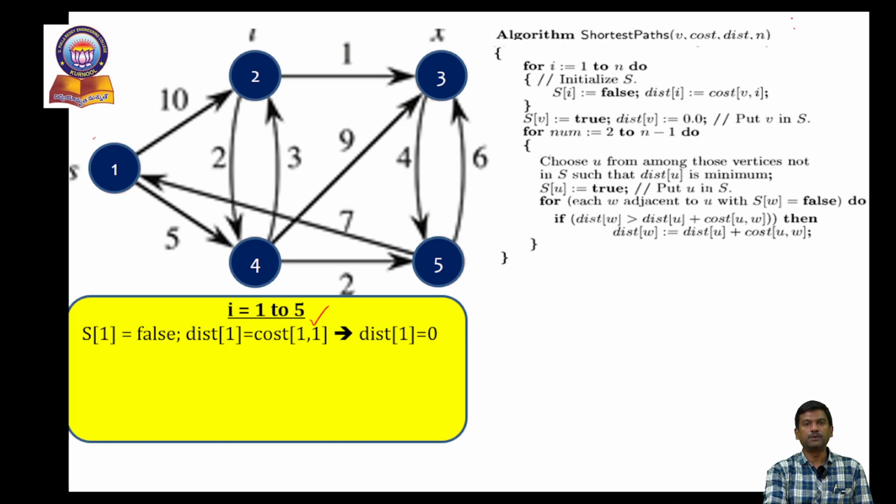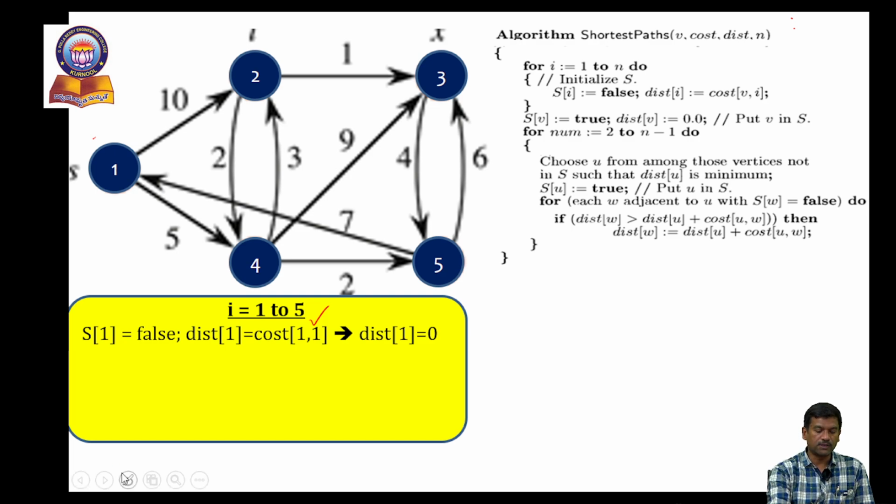There are only two edges present. That is, we can reach from 1 to 2 with the cost equal to 10. We can reach from 1 to 4 with the cost equal to 5. Whereas from 1, we cannot directly reach the other vertices. That is, we cannot reach 3, we cannot reach 5. And that is the reason the distance is set to infinity.